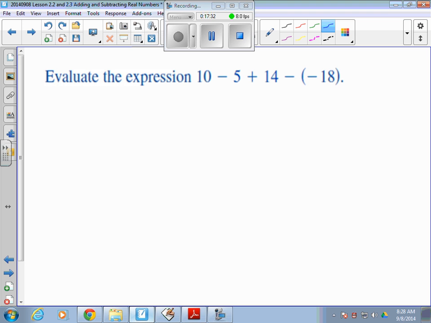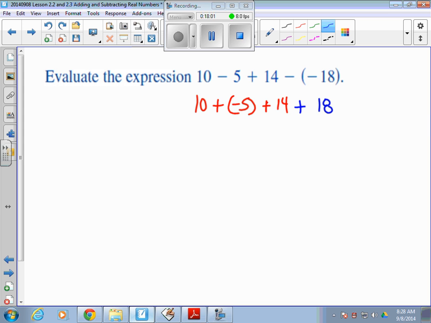Okay, let's take a look at this one. It says 10 minus 5 plus 14 minus a negative 18. Remember, with subtraction, you are adding the opposites. So 10, instead of saying minus 5, you're going to say plus a negative 5. It just says plus 14, so we'll leave that one as addition. Instead of saying minus a negative 18, it's going to say plus a positive 18. So now we got rid of all of our subtraction there, and we could follow the same rules as 2.2.